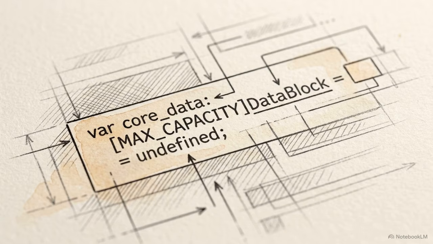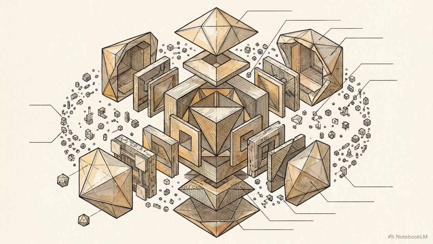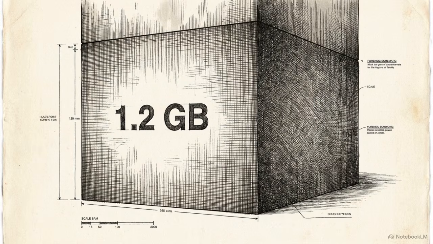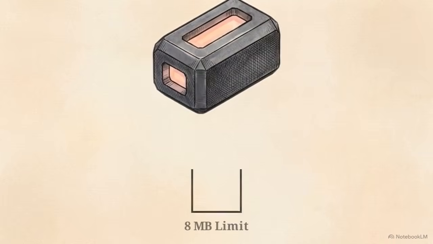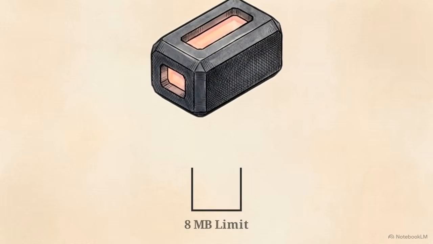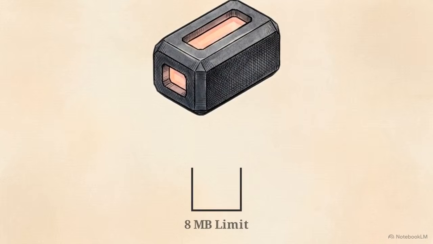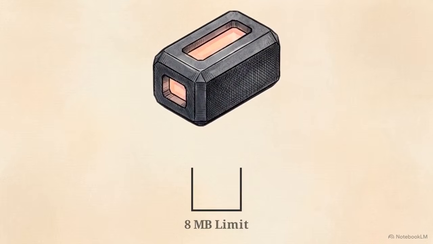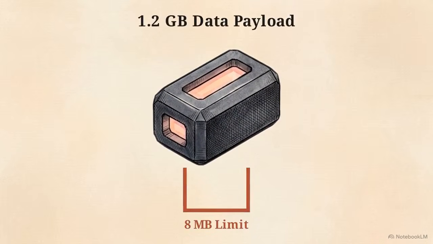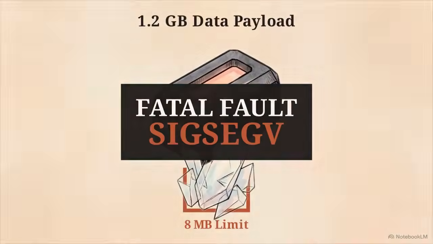The first suspect is in the main.zig file, right where the entity arena structure is initialized. This structure holds the processing data for all entities in the simulation. Combined, it has a memory footprint of 1.2 gigabytes. This diagram illustrates the mismatch. We have a massive 1.2 gigabyte block of data trying to force its way into a standard Linux OS thread stack, which is strictly capped at 8 megabytes.